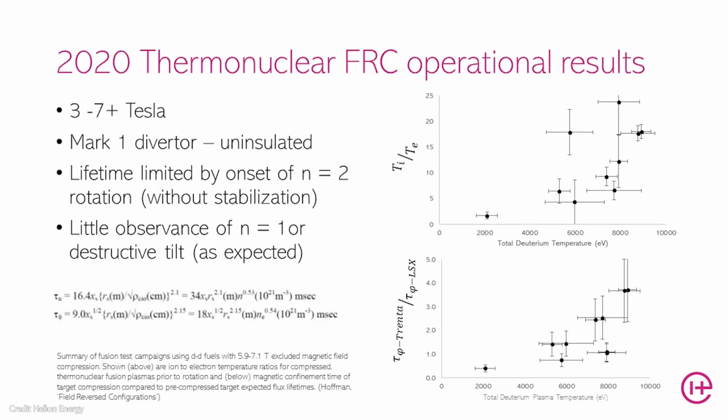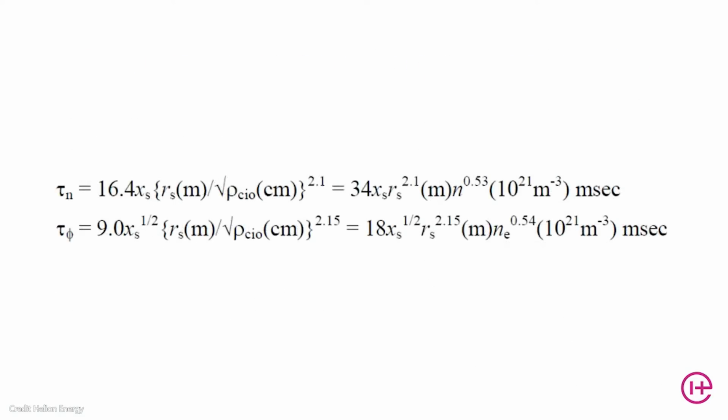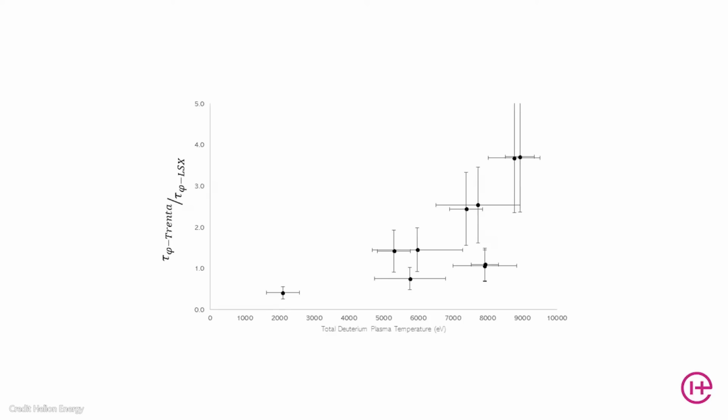You can see in the bottom left here the scaling relationships of expected confinement lifetime, and this is particle lifetime and magnetic flux lifetime. You have to be a little bit careful here. Magnetic flux is not energy explicitly, but generally we consider them relatively close to each other for these high beta plasmas. And so the relationship shown here is from Alan Hoffman and the LSX team, and then extended beyond that in their follow-on programs. And what you can see here is a comparison of our measured flux lifetimes. We also have particle lifetimes, but here I'm showing the flux lifetimes of the Trenta system.